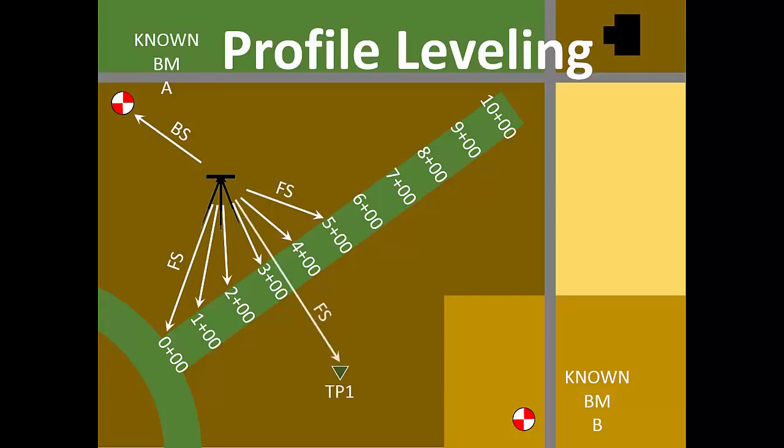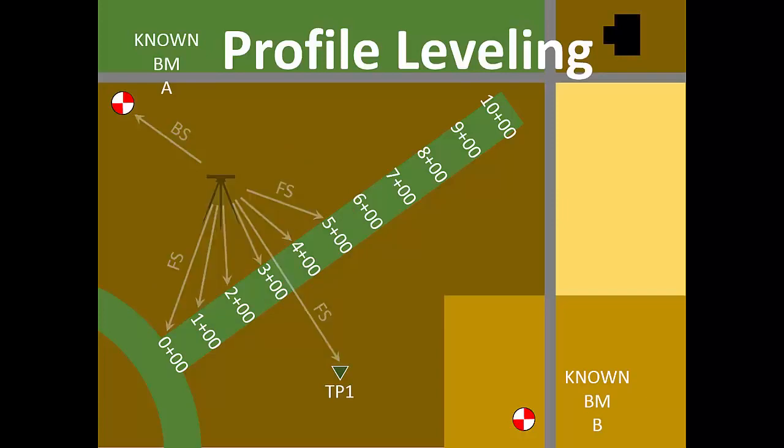When distance or obstacles prevent us from taking more readings, then we'll establish a turning point and measure a foresight there. Remember that in benchmark leveling, for every instrument setup, there is one backsight reading and one foresight reading. However, in profile leveling, for every instrument setup, there is still only one backsight reading, but there can be several foresight readings, as you see here. This is the primary difference between benchmark leveling and profile leveling.